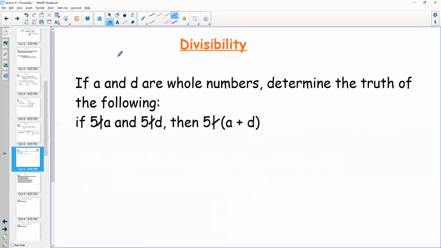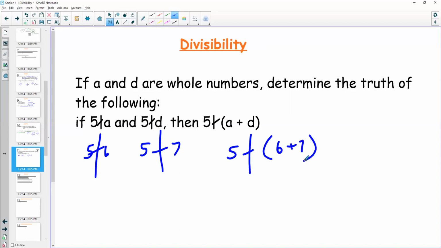If A and D are whole numbers, we have to determine the truth of what this says right here. Let's see what the cases are. If 5 does not divide into A, and 5 does not divide into D, then 5 does not divide into A plus D. Well, let's see how that works. Let's give ourselves some examples. 5 doesn't divide into 6. 5 doesn't divide into 7. Does 5 divide into 6 plus 7?